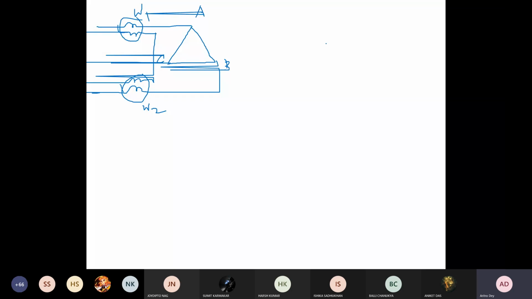Why have you taken VAB? W1 is actually taking VAC. It is between A and C, right? If you open your diagram, here you have written it is VAB between A and B. Angle between IA and VAB. Why, how is it between VAB? No, it is between VAC. So if you do that, then you should take this VAB. This is BC. Sorry, this is CA.